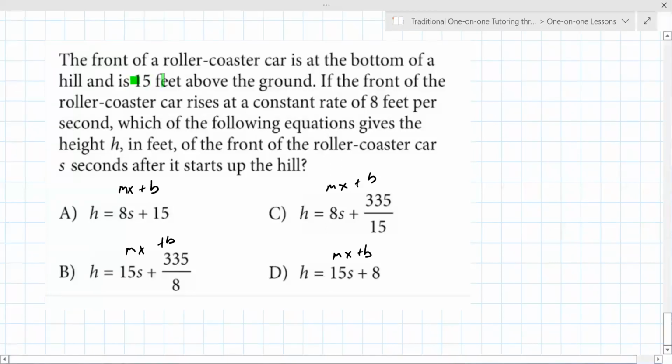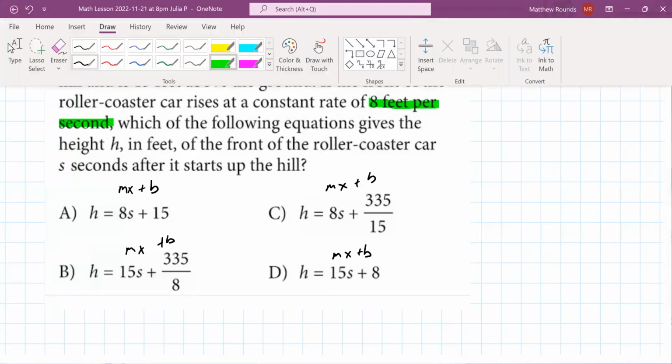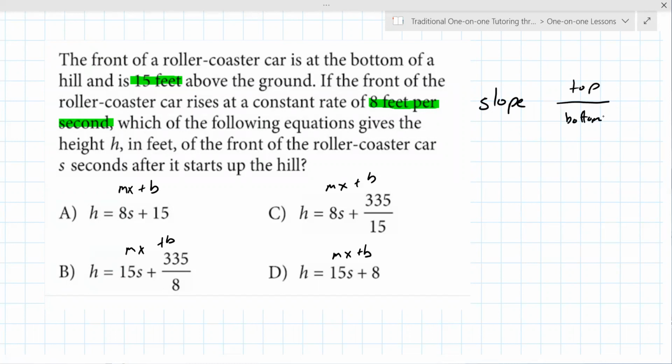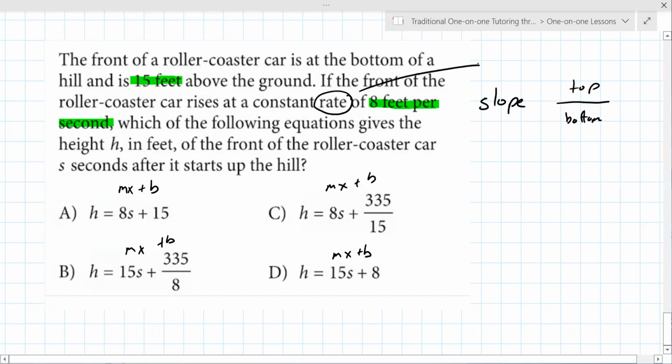There's really only two numbers here, 15 feet and 8 feet per second. The slope always has two units, the top units and the bottom units. So eight is for sure the slope in this problem, because it's feet per second. It also tells you that's a rate. Rate means slope. So which of these four equations has a slope of 8?